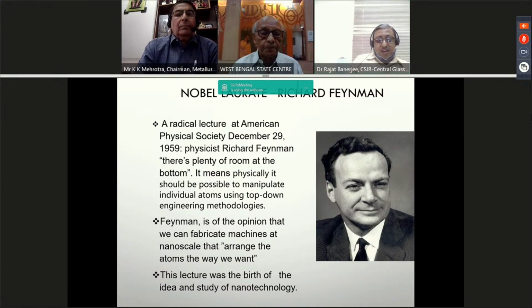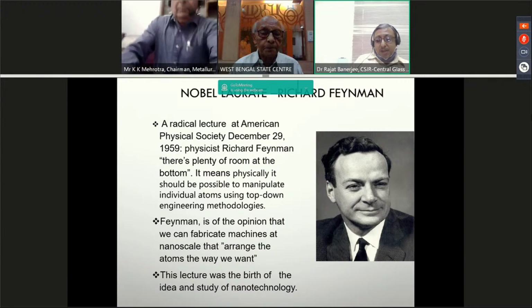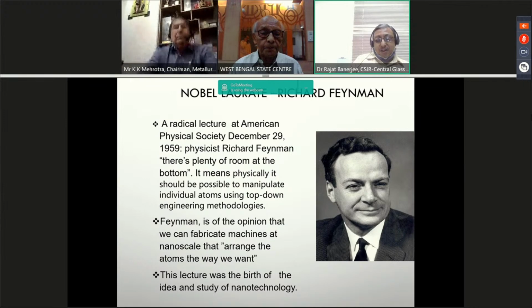It means physically it should be possible to manipulate individual atoms using top-down engineering methodology. Feynman is of the opinion that we can fabricate machines at nanoscale that arrange the atoms the way we want. This lecture was the birth of the idea and the study of nanotechnology. It was Richard Feynman who first indicated that there can be a subject called nanotechnology, with which we can play with the atoms and molecules.